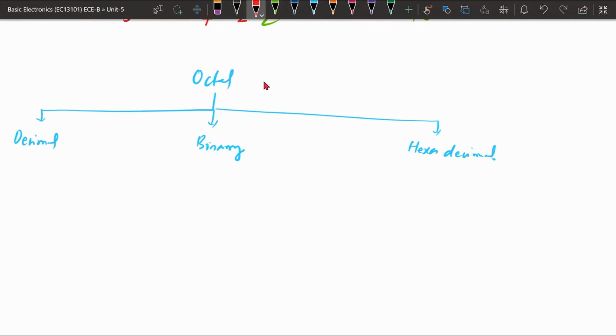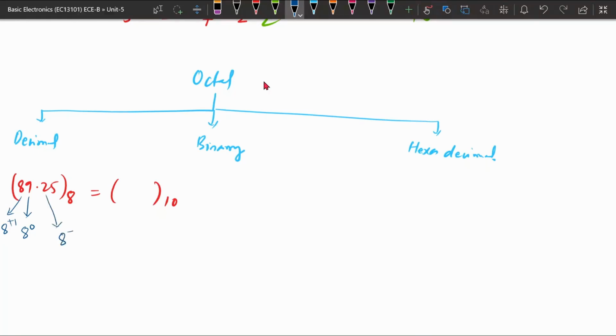So if the number written is 89.25 in octal, we need to convert it into decimal. So what we will be doing is write its equivalent weight. At this position the weight will be 8 to the power 0. At this position the weight will be 8 to the power plus 1. At this location the weight will be 8 to the power minus 1, and at this location the weight will be 8 to the power minus 2.